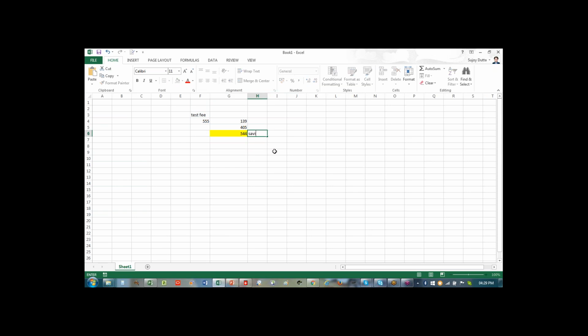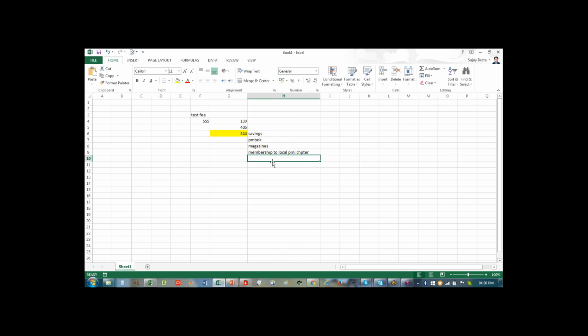Plus the advantage is that you get savings, you get PMBOK, magazines, membership to the local PMI chapter. I don't think the local PMI chapter is included. No, it is included. The $10 fee is included here in the $139. It is 129 plus 10. That $10 is the membership to the local PMI chapter.